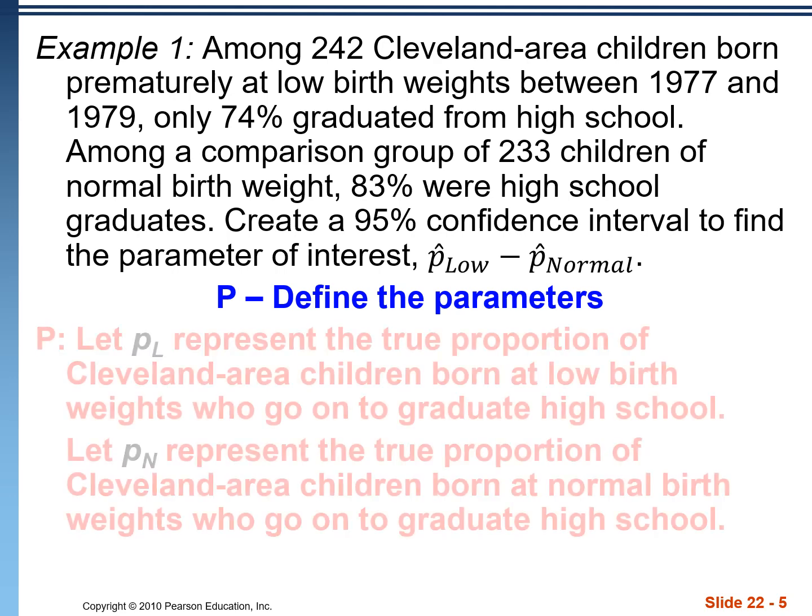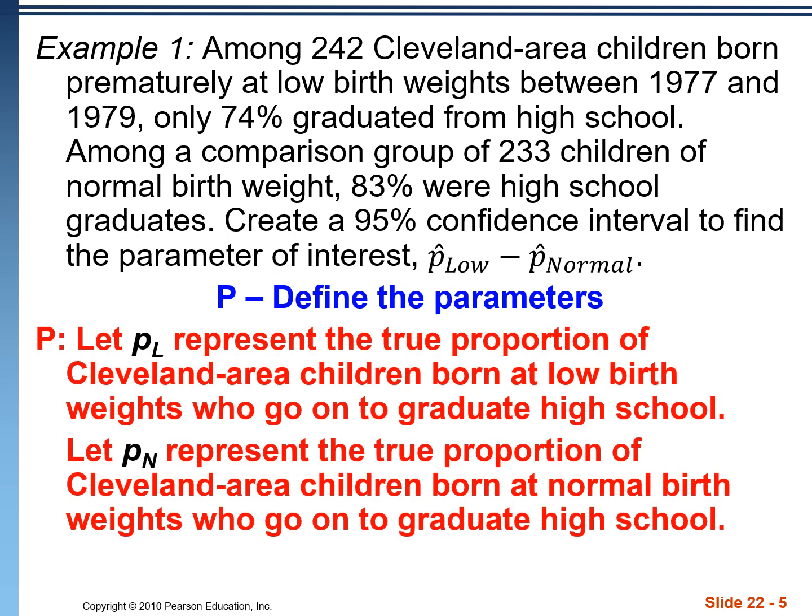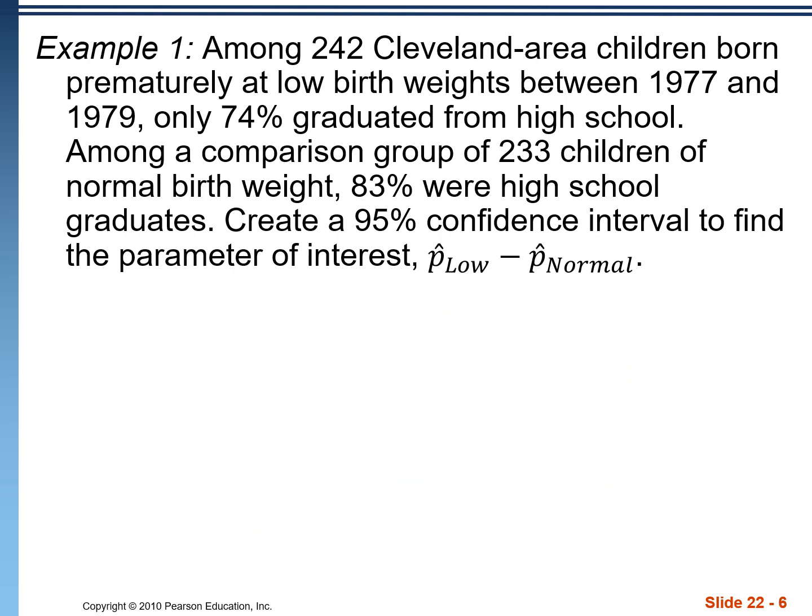So define the parameters. There's two in this case. We're going to say PL represents the true proportion of Cleveland area children born at low birth weights who go on to graduate high school. And PN represents the true proportion of Cleveland area children born at normal birth weights who go on to graduate high school. Make sure you're specific with those parameters and really just copy them directly from the problem.